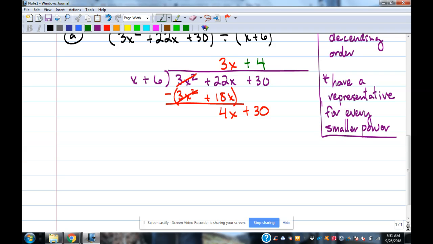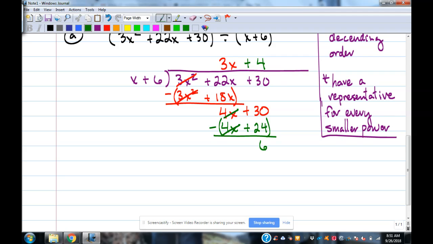Multiply that times all of this out in front. So 4 times x is 4x. That's what we want. 4 times positive 6, positive 24, plus 24. Again, we put parentheses and subtract. The 4x is canceled. That should happen every time, okay? All right. 30 minus 24, 6.